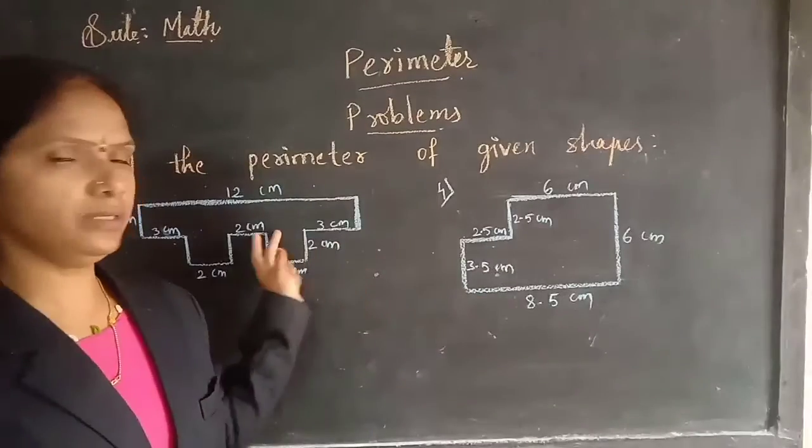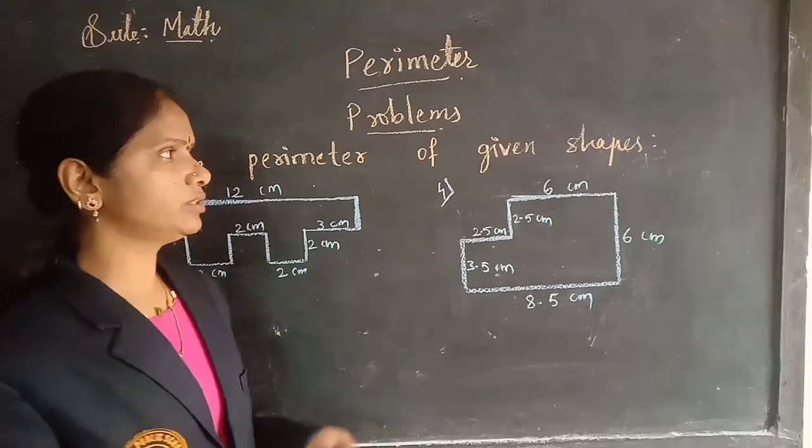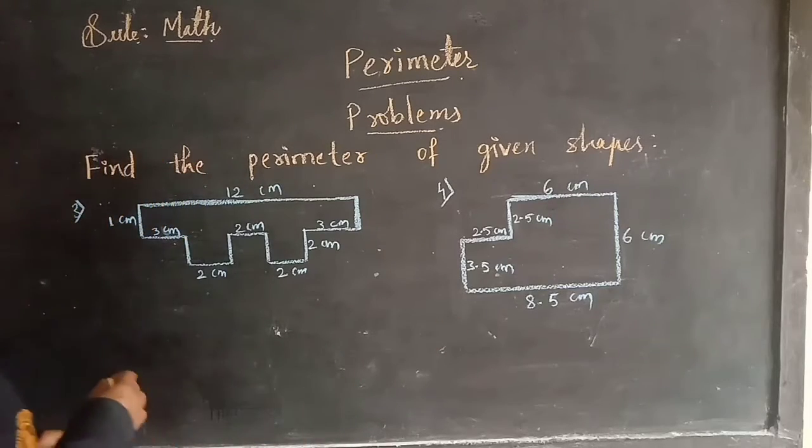Yeah children, next shapes. Here you can see here. Let's find the perimeter for these shapes. Come on, perimeter here.